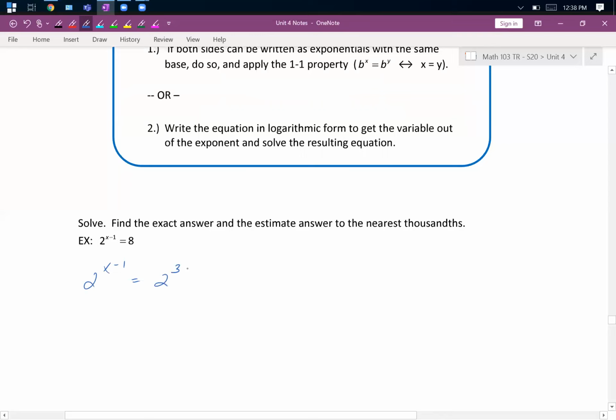Now that I have the same exponential bases, our one-to-one property tells us that our exponents have to be the same. So all we're going to do is set the exponents equal to each other and solve. We get x to be equal to 4. Questions at all?